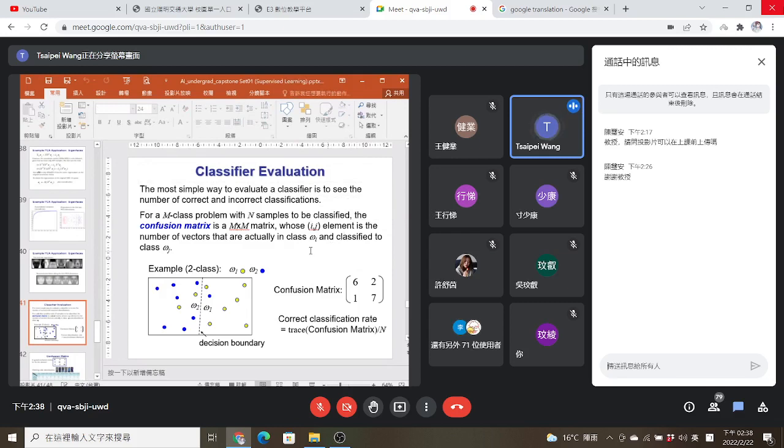Actually, that's the ith class, but it's classified into the jth class. The diagonal ones are the correct ones, but of different types. For example, correct is class 1, predicted is also class 1. So there are different correct results and different mistakes. The off-diagonal ones are the wrong results.